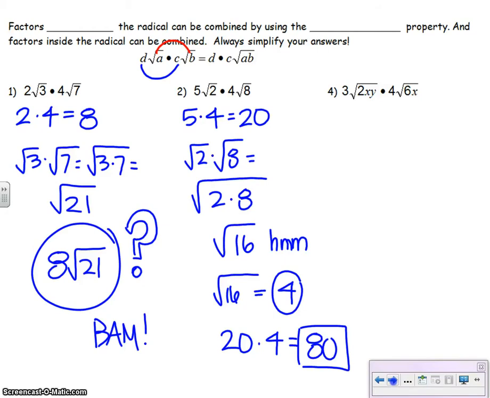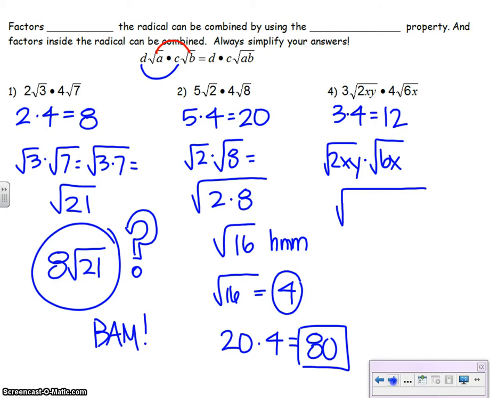And now, number last. We have our outsides and our insides, so we're going to do 3 times 4, and that's going to give us 12. And then we're going to do square root of 2xy times the square root of 6x. So 2 times 6 will give us 12. X times x will give us x squared, and then the y has no one to multiply with. So we have 12x squared y.